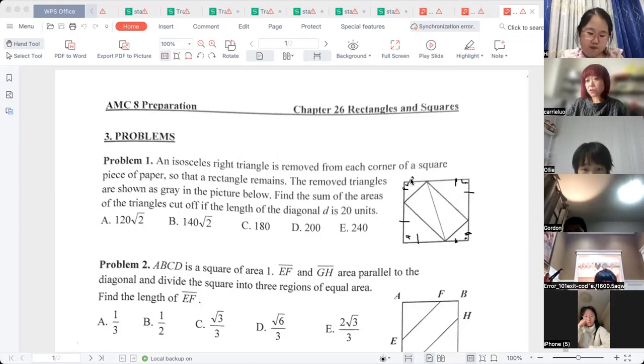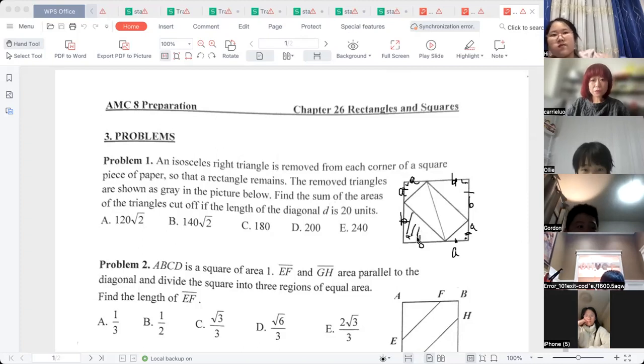Obviously, we don't know the size of the isosceles triangles. There are two unknowns, so I can just name this one A and this one B. Can we do that, Gordon? Okay, so I name this one A, and this one A, and this one B, and this one B, right? The removed triangles are shown in gray in the picture. I know my page doesn't show it, but you can see it is like that, right?